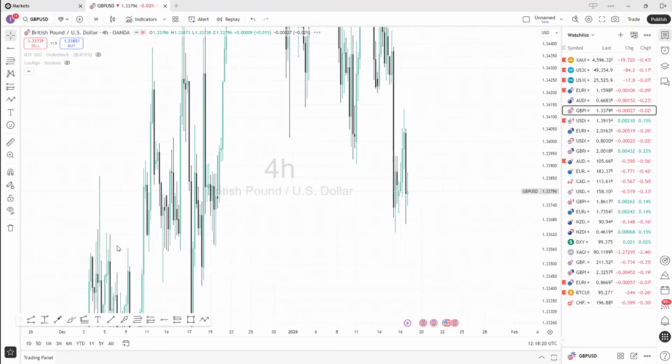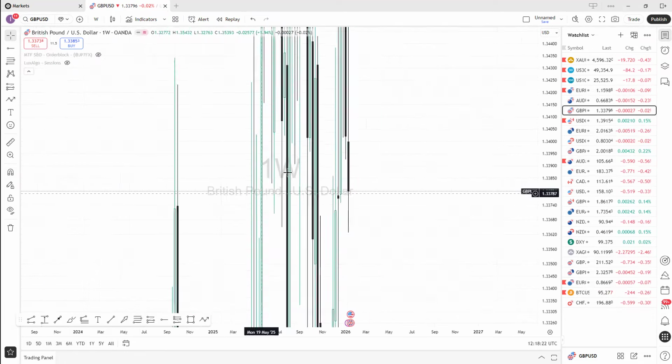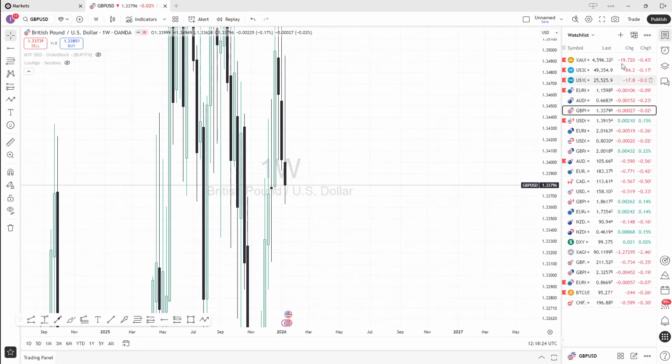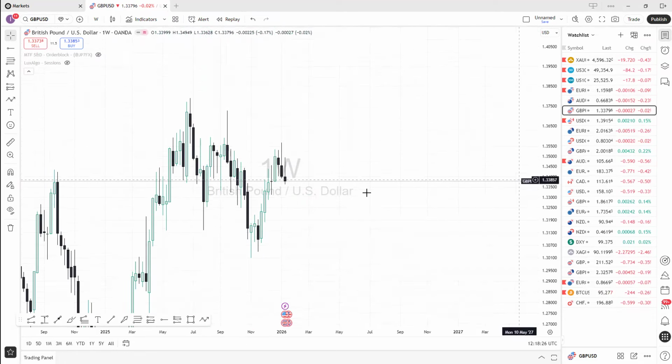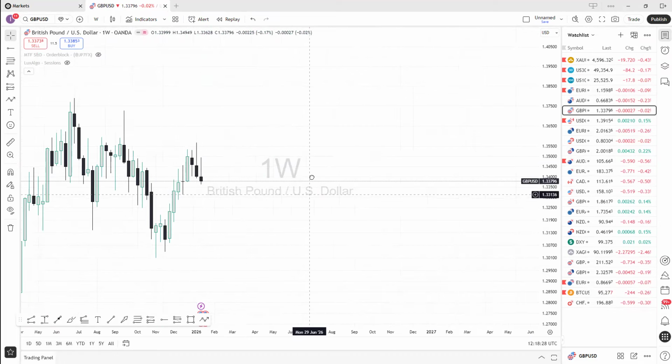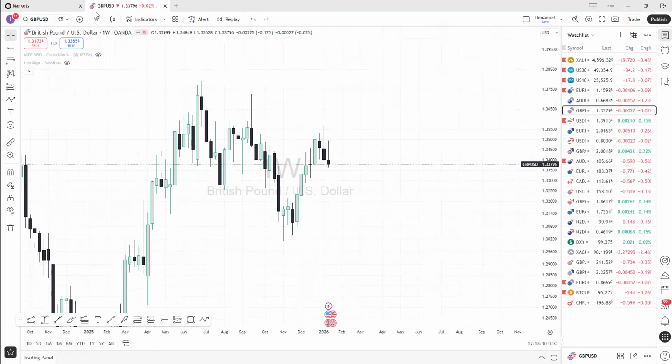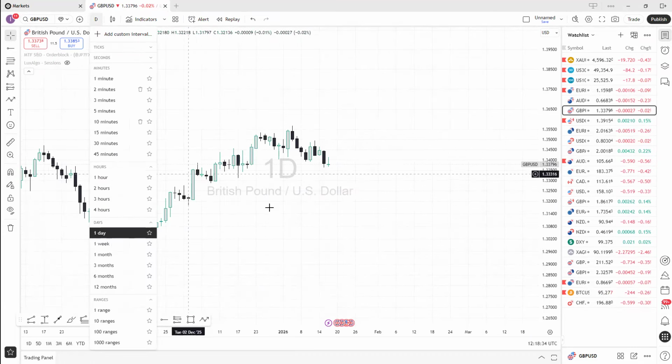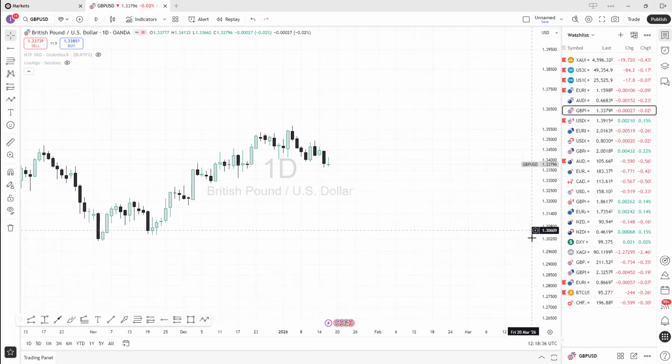Let's start with the weekly time frame. On the weekly time frame, previous week or last week, it was bearish. So the bias is bearish. Until now, the bias is bearish.